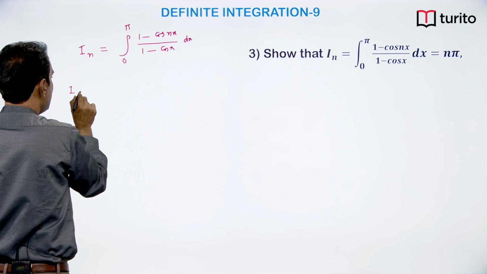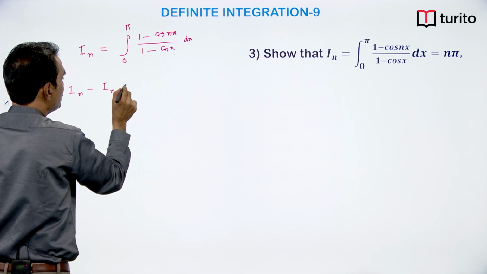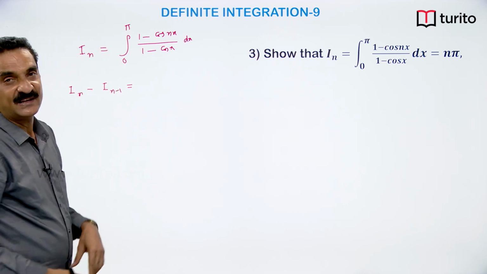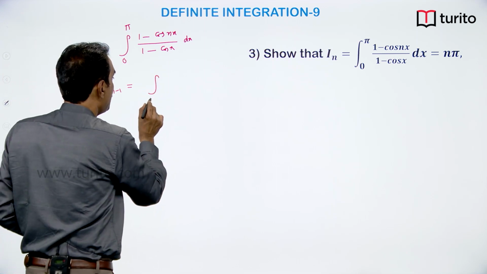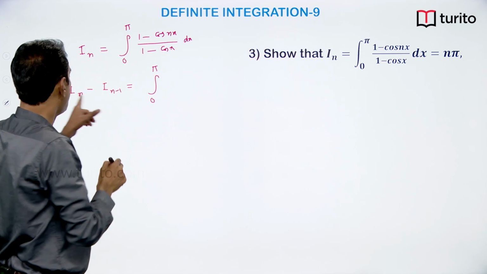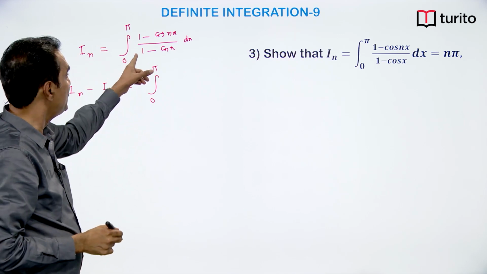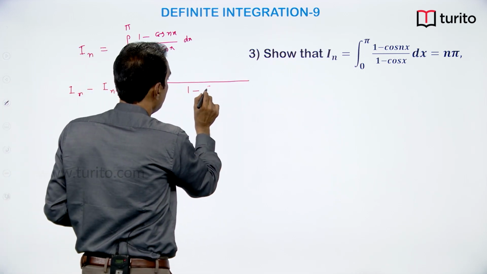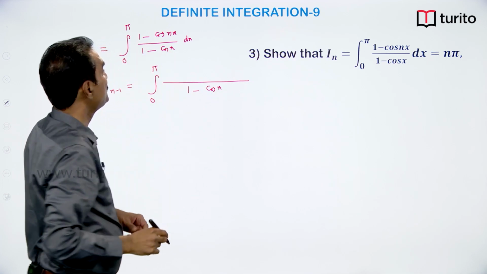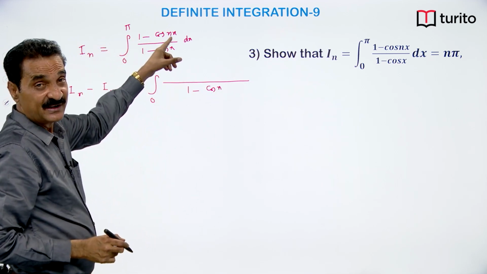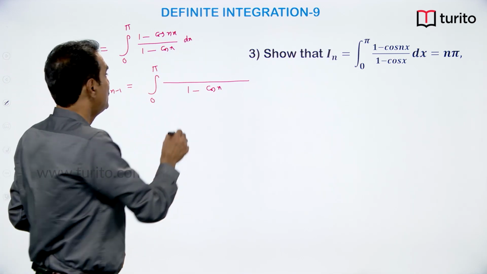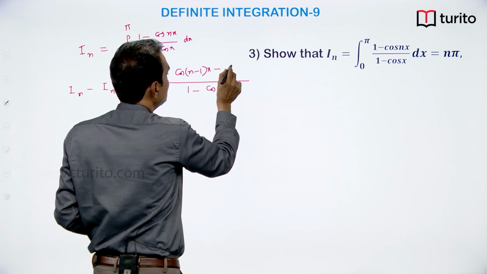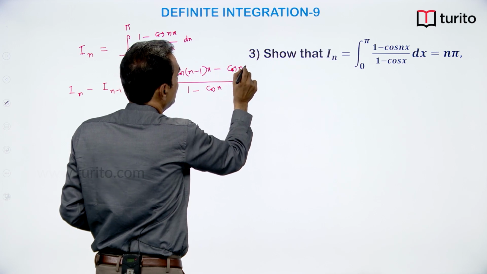Now, let us take In minus In minus 1. This is the general approach. In minus 1 will be integral 0 to pi, this is common, integral 0 to pi is common in both the integrals. Denominator does not contain n, so denominator is also common. And what will be the numerator? 1 minus cos nx minus of (1 minus cos (n minus 1)x). You will get cos (n minus 1)x minus cos nx.